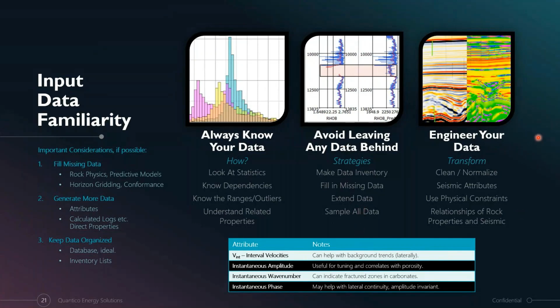engineering your data is also critical for quick results, which includes, like I said, calculating attributes, using physical constraints, cleaning up your data, and also somewhere where domain expertise helps is to use the correct seismic attributes. Like if you're in a carbonate play, you can use some instantaneous attributes that relate to fracturing or porosity in carbonates.